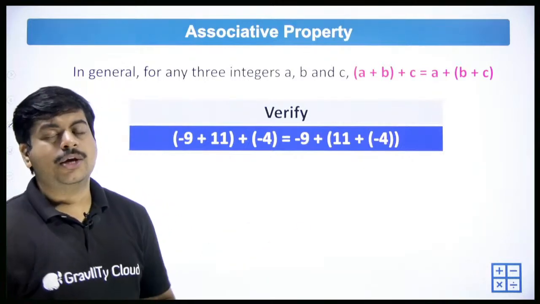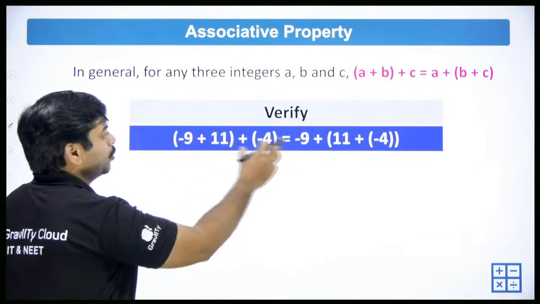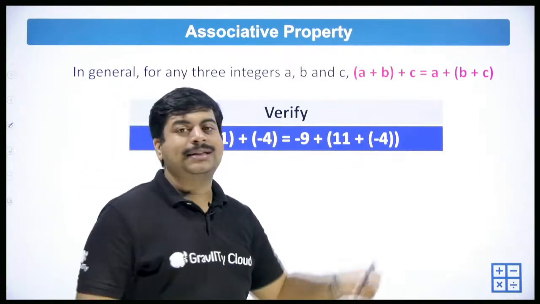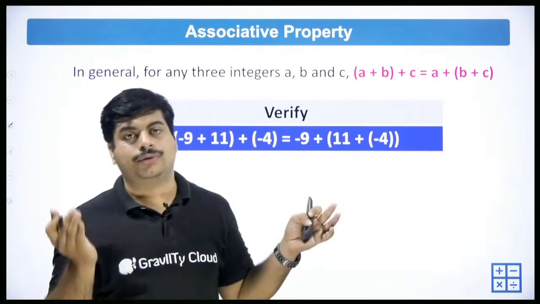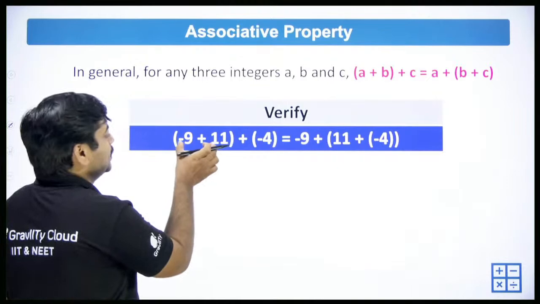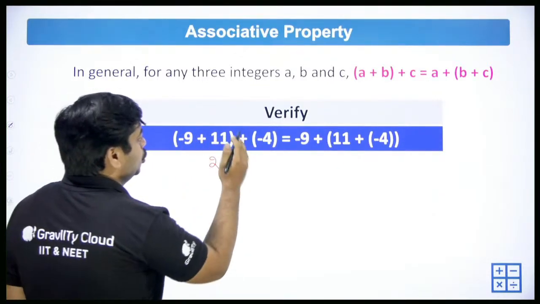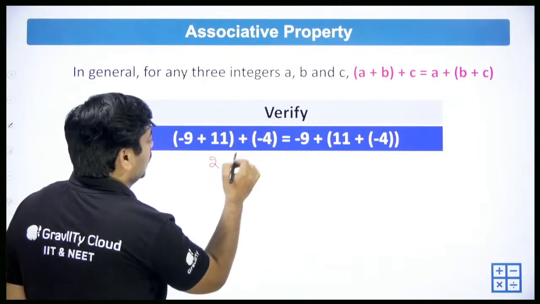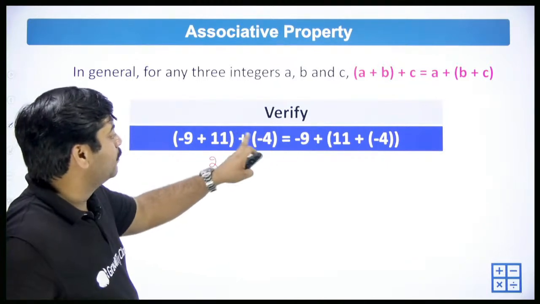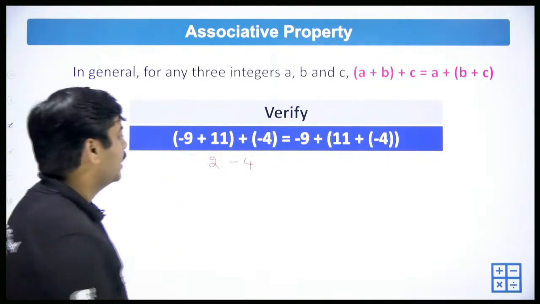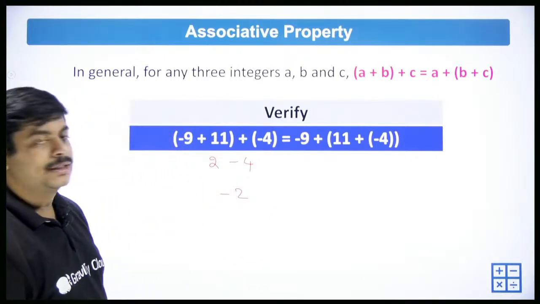First we will add the 11 and minus 4 in the second case, but in the first case, whenever you have brackets, that means they should be calculated first. That's a group, and only after that you go out. So minus 9 plus 11 is 2. Then 2 plus minus 4 is nothing but 2 minus 4. Positive and negative will give you negative. So 2 minus 4 is minus 2, correct?